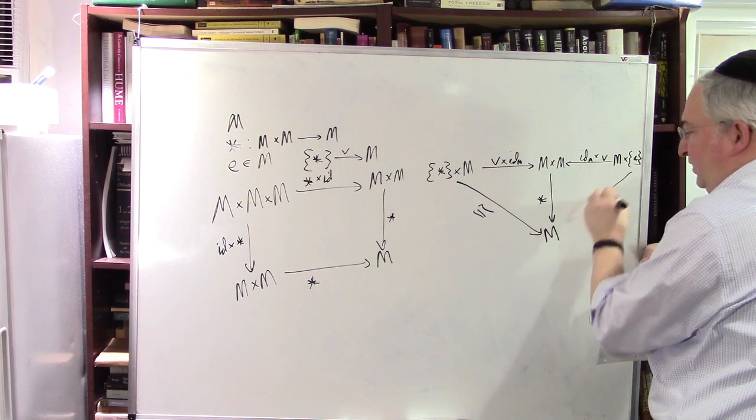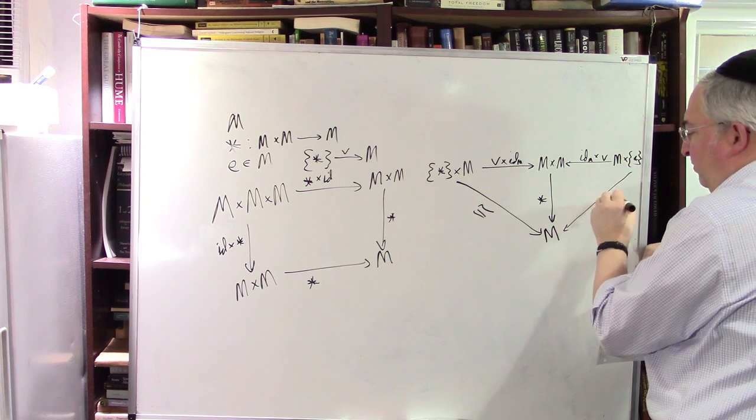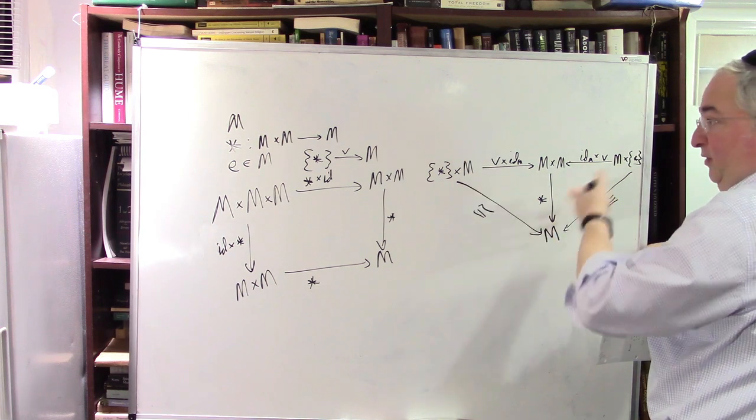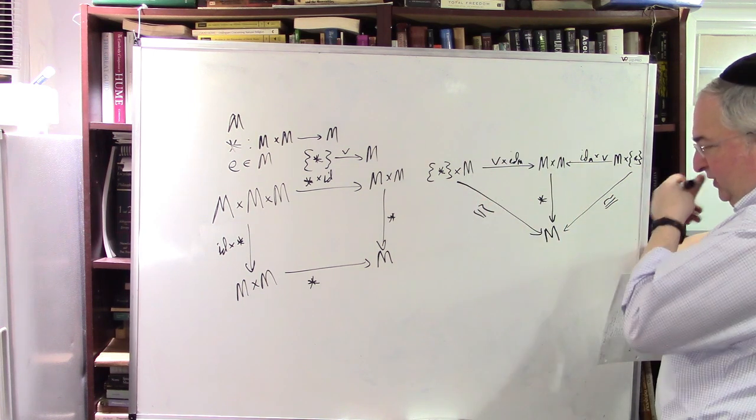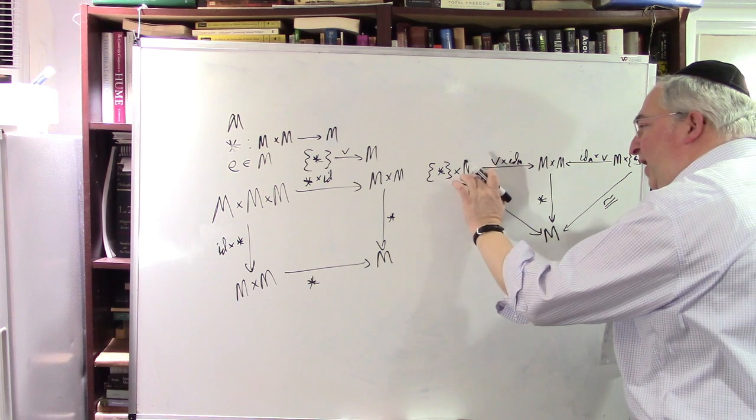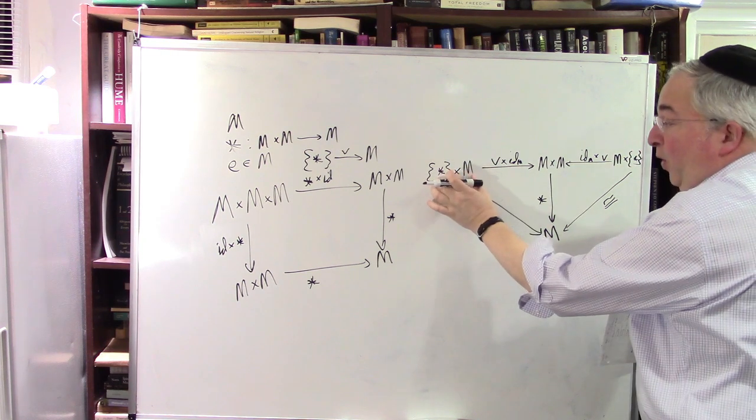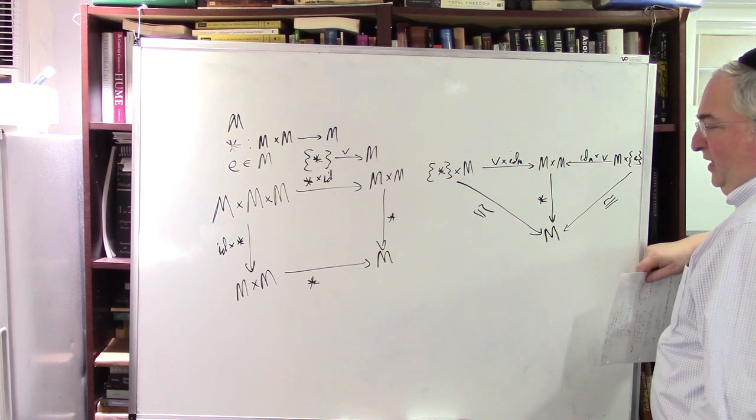This is a very nice map. We know what an isomorphism of sets is. This diagram is happening in sets. This is all about sets. Basically, M cross one element is basically the same as M.